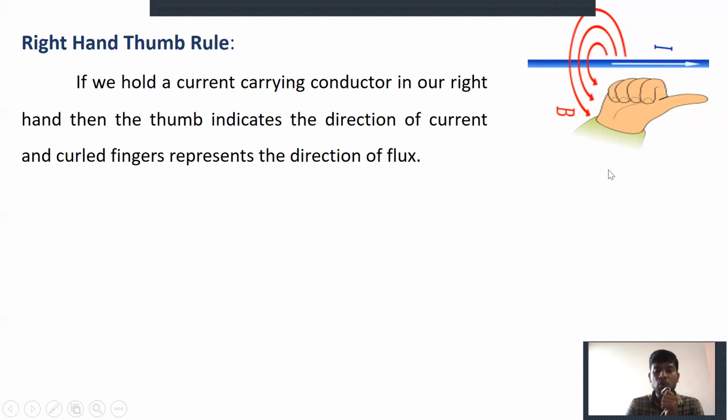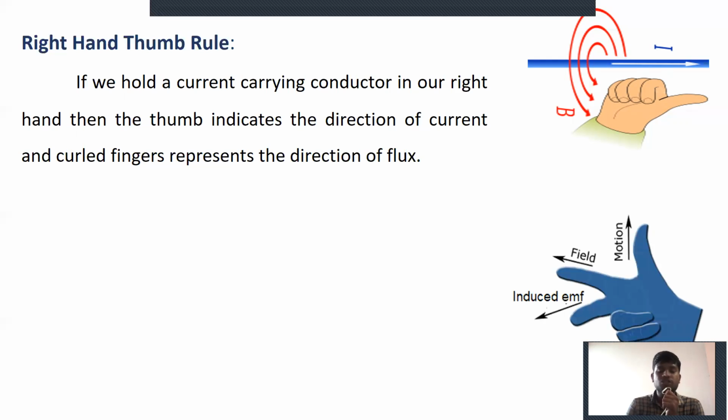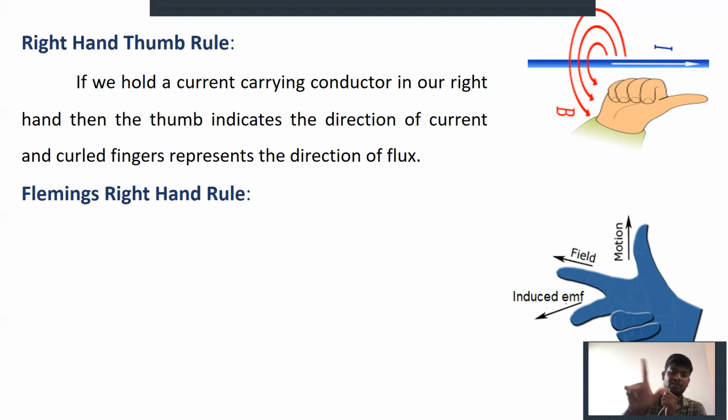Another rule is Fleming's right hand rule, to get the direction of EMF. This is the second rule. Fleming's right hand rule states that you take your right hand and hold the thumb, forefinger and middle finger perpendicular to each other, that means 90 degrees to each and every finger.